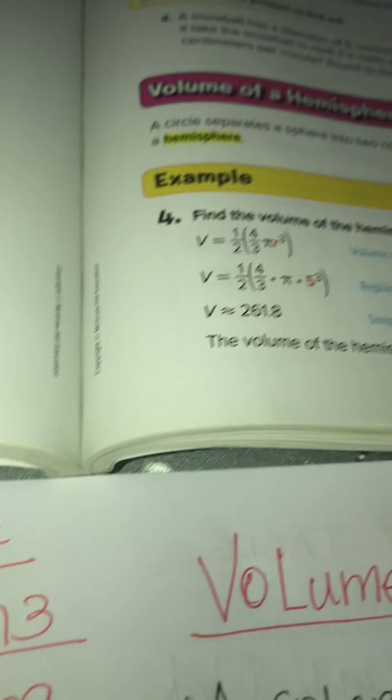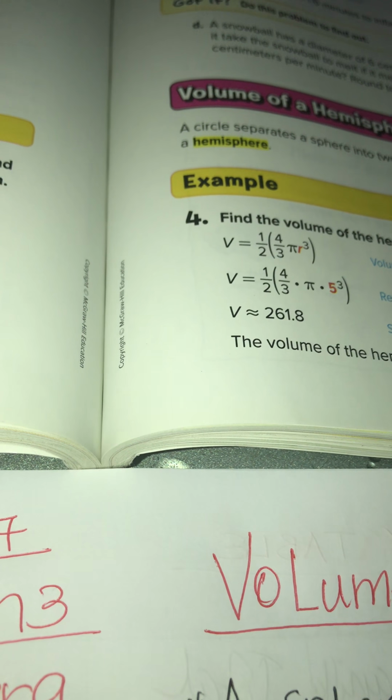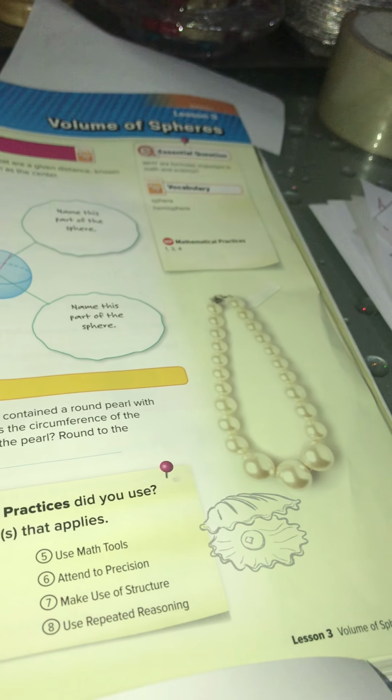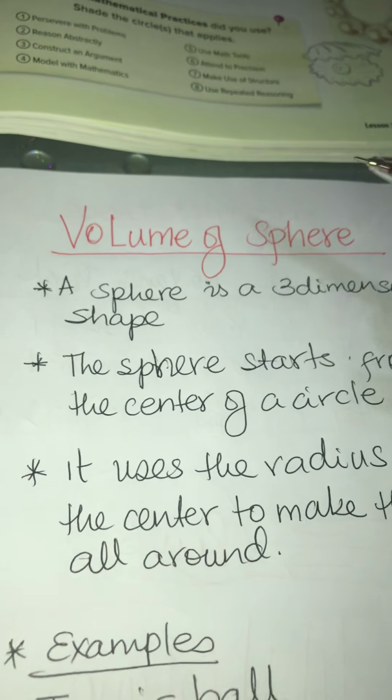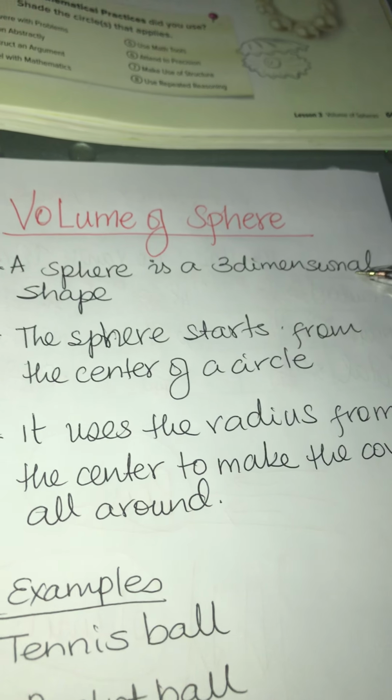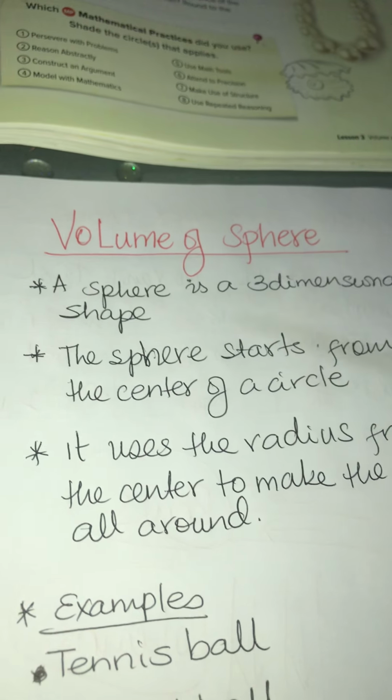Okay, grade 7. So today we are doing chapter 9, lesson 3, volume of spheres. So volume of sphere says what? A sphere is a three-dimensional shape. So that means it takes up space.